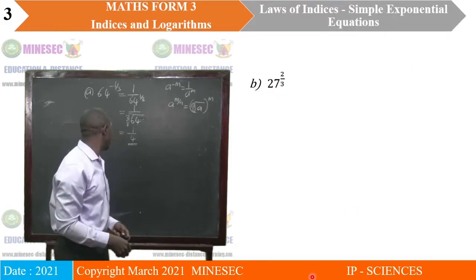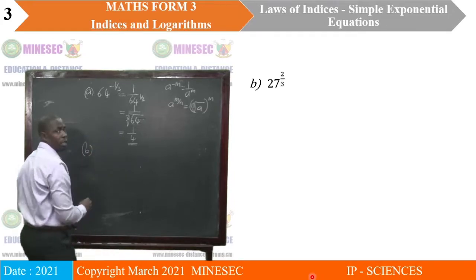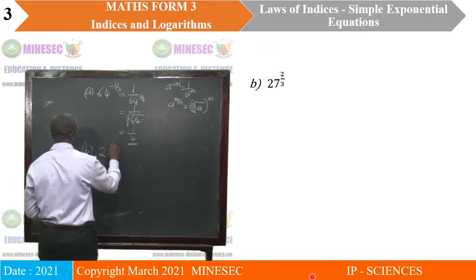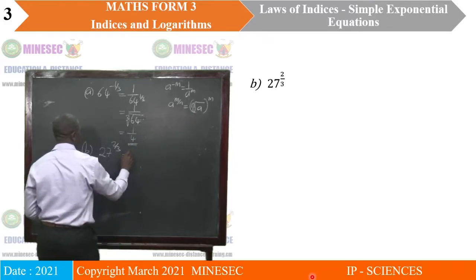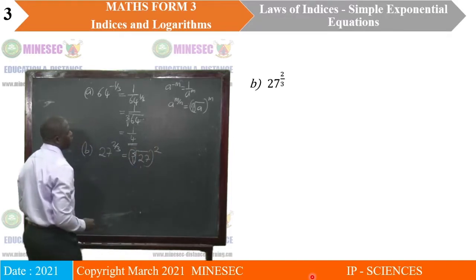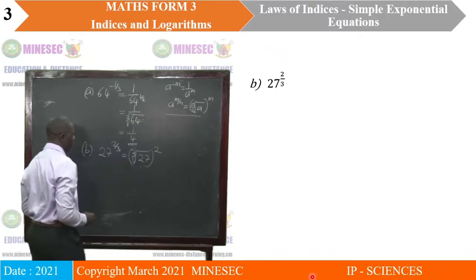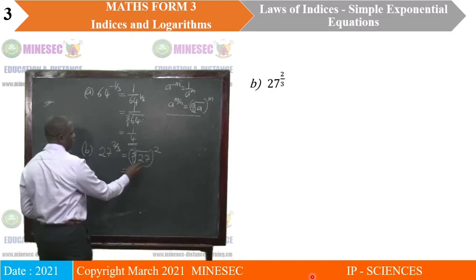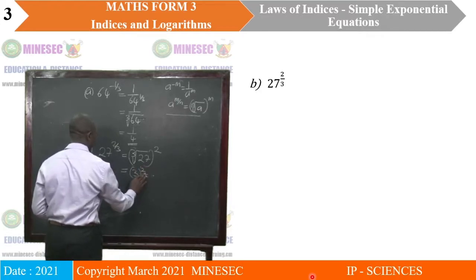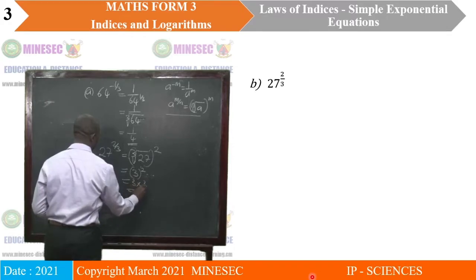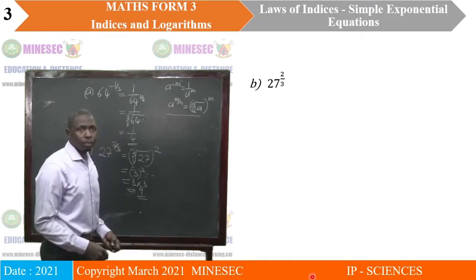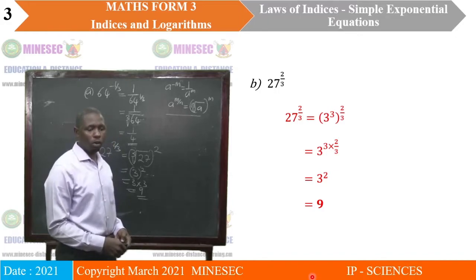So we had as the next question, B, to find 27 raised to the power 2/3. So using that law, we'll take the cube root of 27, all of that raised to the power 2. That will give us the cube root of 27, which is 3, all of that raised to the power 2, which will be the same as 3 times 3, which is 9. So we end up with 9. That's the solution displayed on your screen.